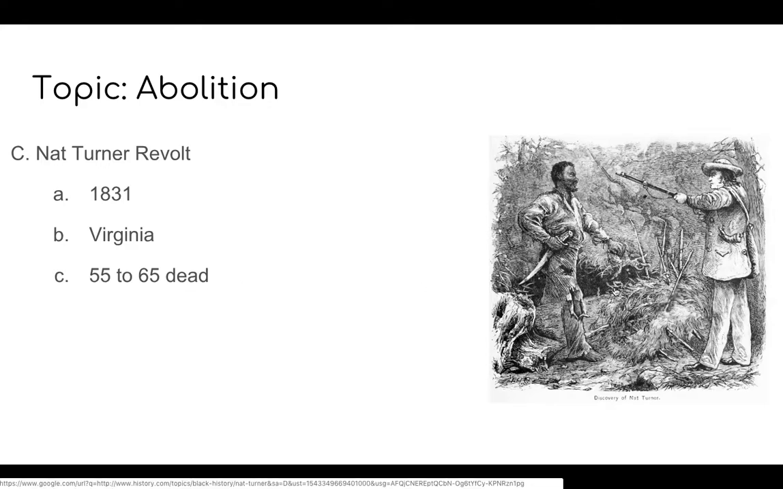We are going to take a look at a video on Nat Turner's Rebellion. The sound might be really loud, so be prepared to turn it down.